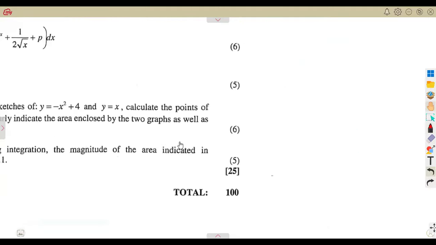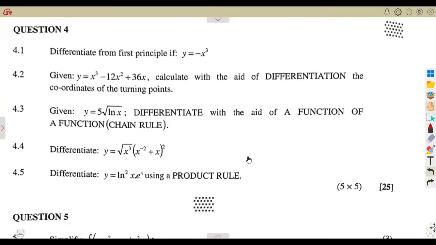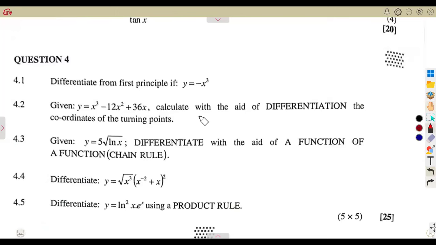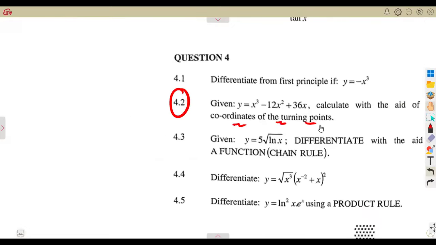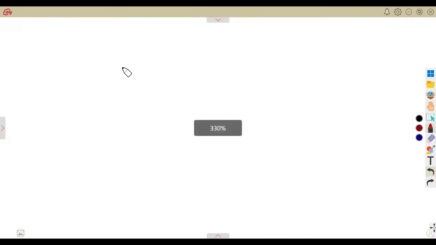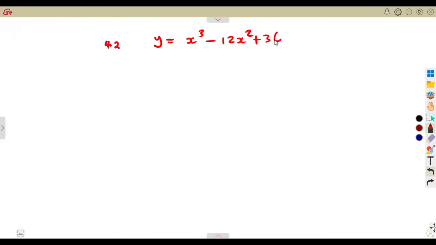All right, let's consider another question, which is question 4.2. Given y is equal to this, calculate with the aid of differentiation the coordinates of the turning points. So how do we obtain the coordinates of the turning point? That's another part of our question that you're given. How do we determine the coordinates of the turning point? All right, that's 4.2. So you're given that y is equal to x cubed minus 12x squared plus 36x.